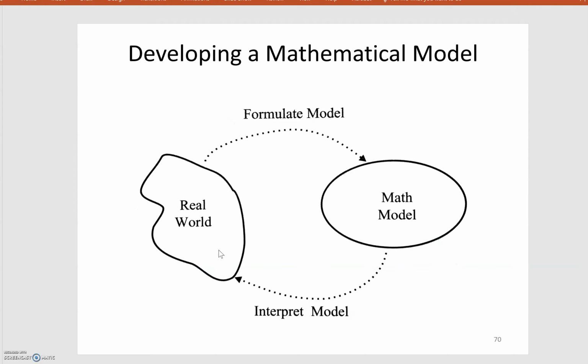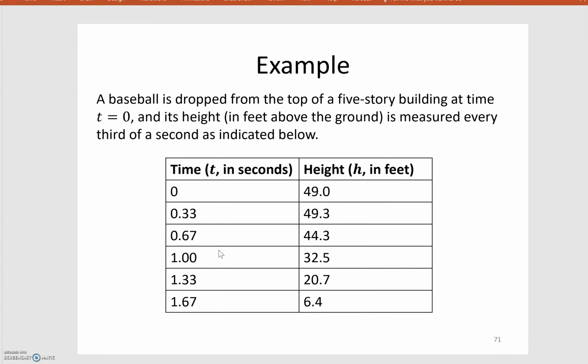Okay. There's a nice picture to kind of illustrate the idea of what we're saying. But let's look at an example. This is an example about what we call projectile motion, in the sense that we're throwing something either off something or into the air. In this case, it's a baseball, and we're dropping it from the top of a 5-story building at time t equals 0. And then we've got our stopwatch, and we measure the height from the ground at the given intervals of, well, it looks like every third of a second, right? So 0, 0.33, 0.67, 1 second, 1.33, and so on.